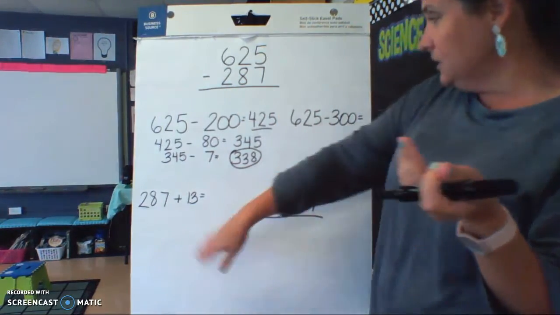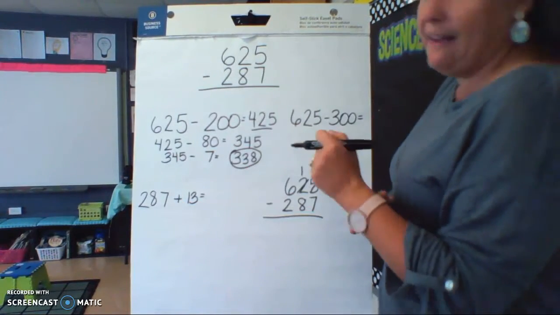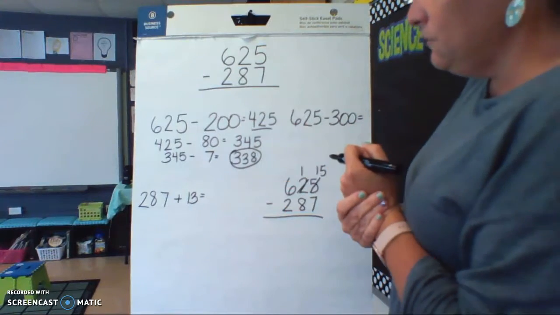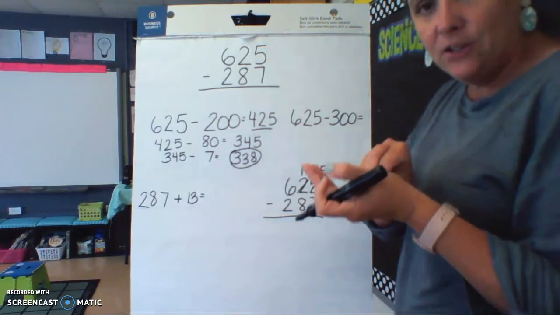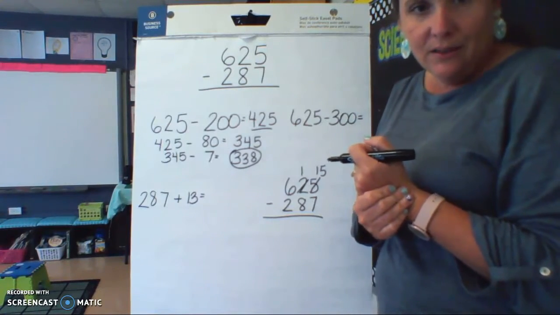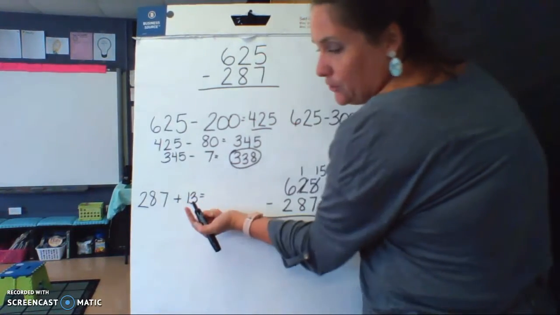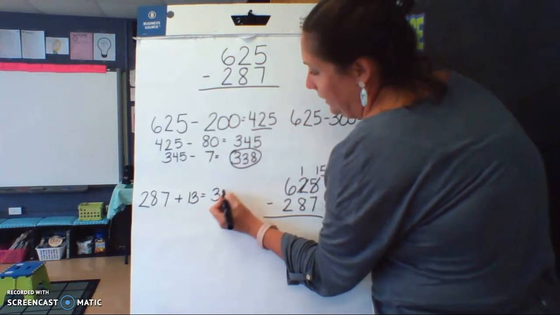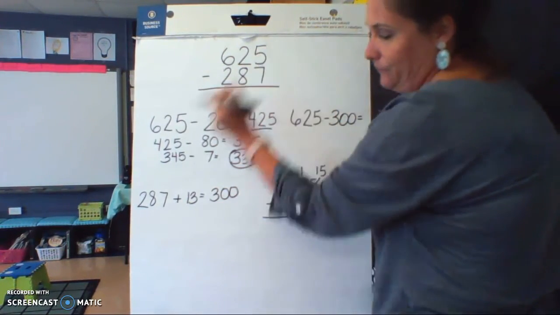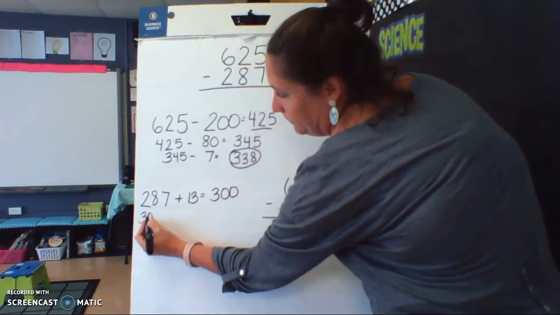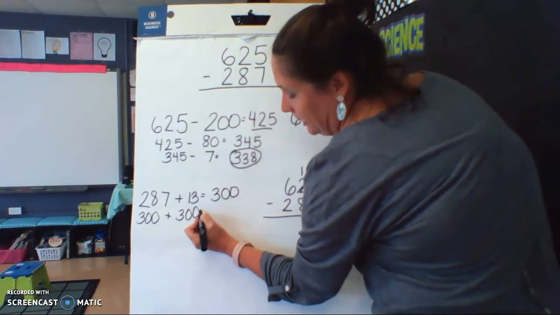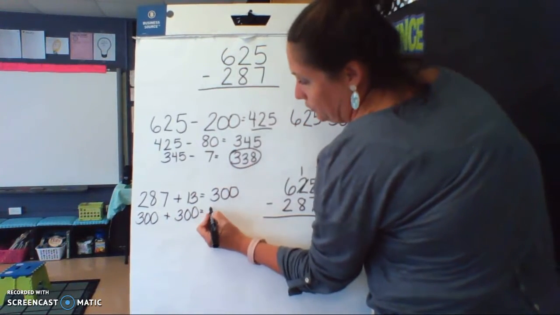So now, let's go to this one right here, 287 plus 13. Well, all we did when we did 287 plus 13 is we added it up to get to a friendly number. And remember, friendly numbers are those numbers that have the 0 at the end. So 287 plus 13 is 300. And all we're doing is we're counting up until we get to 625. So now 300 plus another 300 gets us to 600.